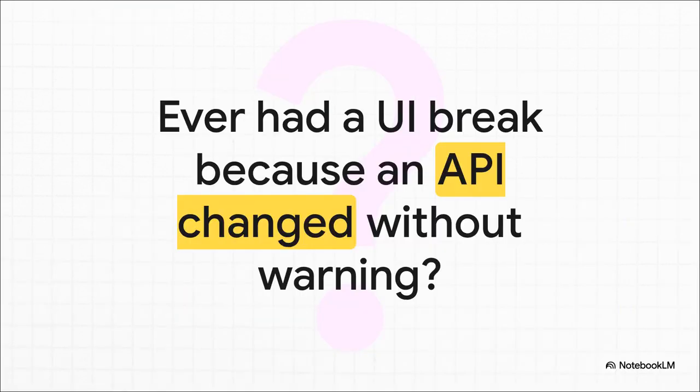You push a new build, everything looks good, and then boom, the UI just breaks. What's the culprit? 9 times out of 10, it's some tiny, unannounced change in an API response. An integer suddenly became a string, or a field you depend on just vanished. It's the absolute worst kind of bug because it's so frustrating and honestly, completely avoidable.